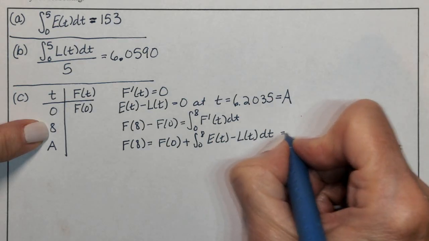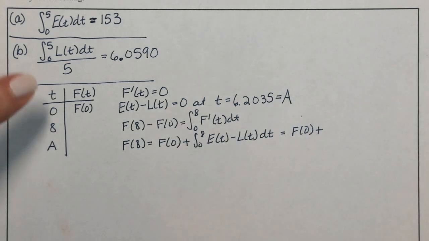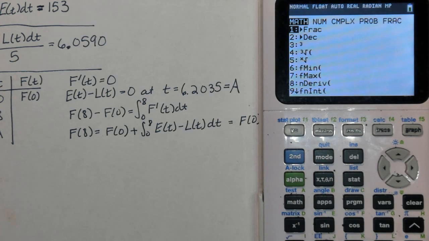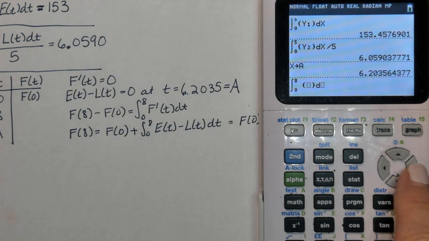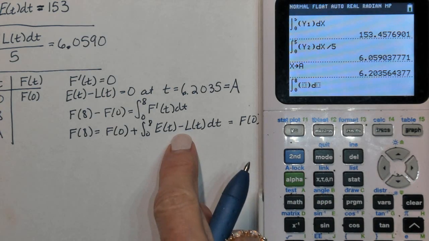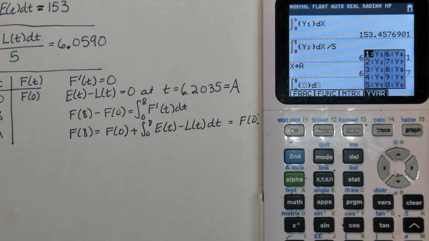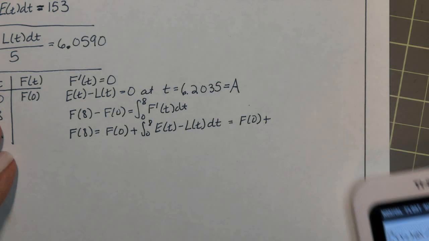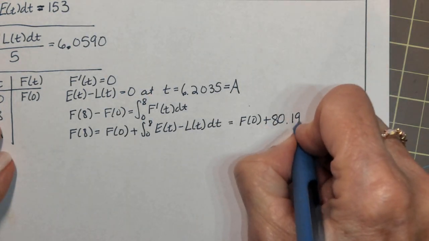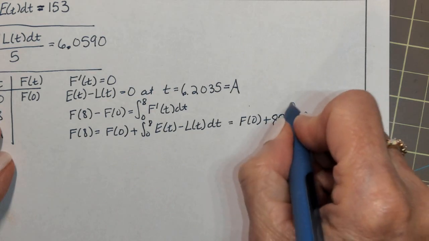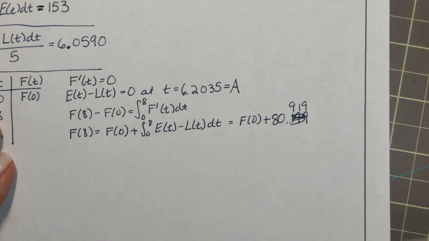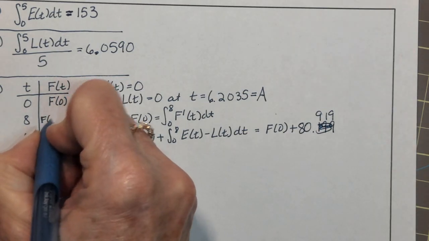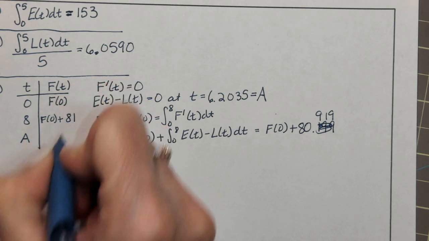And that is equal to f of 0 plus... go to our home screen, math 9, 0 to 8 of, that's our y3, right? So I'm just going to put in y3. 80.919. Okay. Which is indeed bigger than f of 0. So this is f of 0 plus about 81.